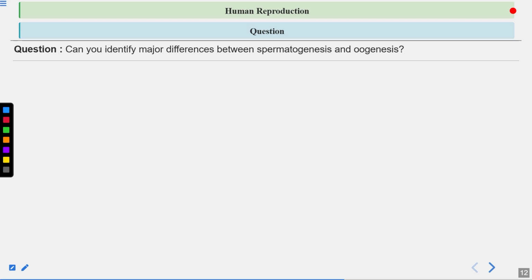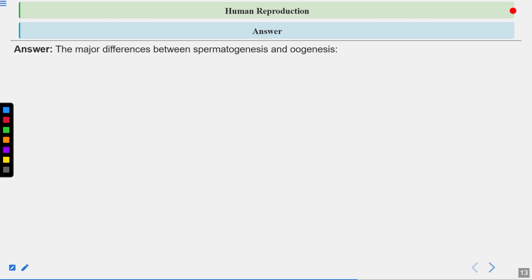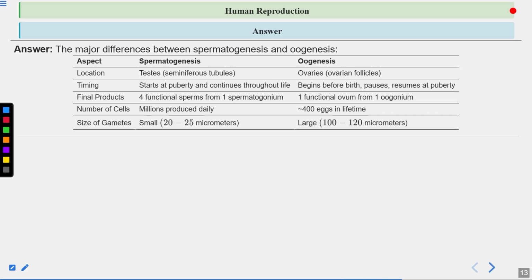Now, this is a question: can you identify major differences between spermatogenesis and oogenesis? We have already discussed some of the differences, so let's study them. Here you can see spermatogenesis occurs in the testes, and within the testes, sperm formation takes place in the seminiferous tubules. The inner side of the seminiferous tubule consists of spermatogonia as well as the Sertoli cells. These spermatogonia undergo meiosis to form the spermatozoa.